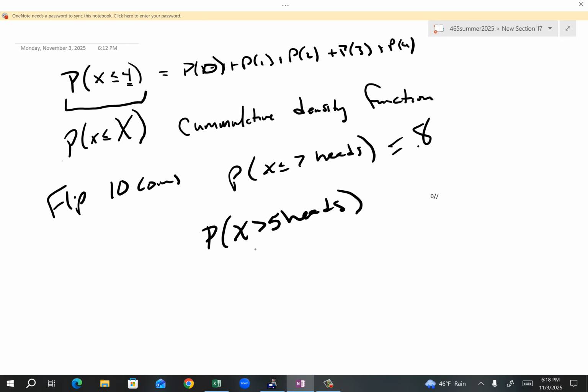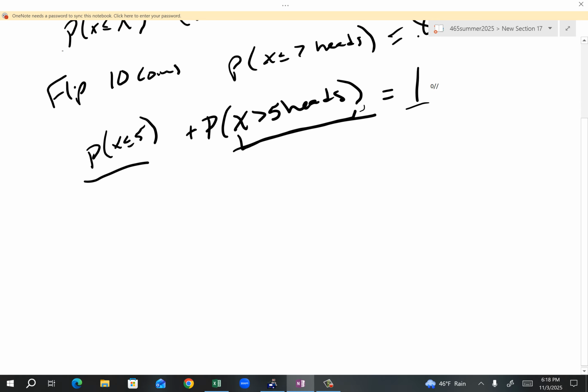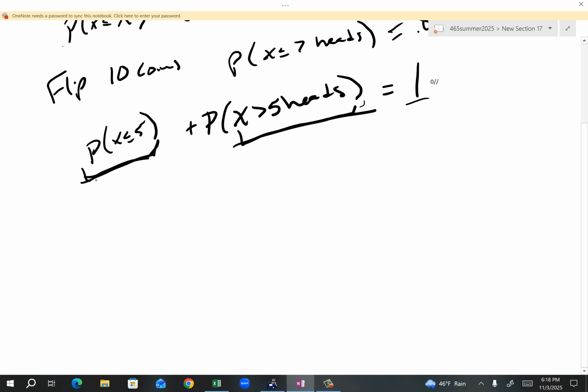You're going to be like, Groom, this is not a CDF. You are correct, ma'am, sir. Good for you. What's the opposite of greater than 5? It is less than or equal to 5. Are you with me, friends? And this plus this has to equal 100%. Dog, this right here is a CDF because it's less than or equal to.